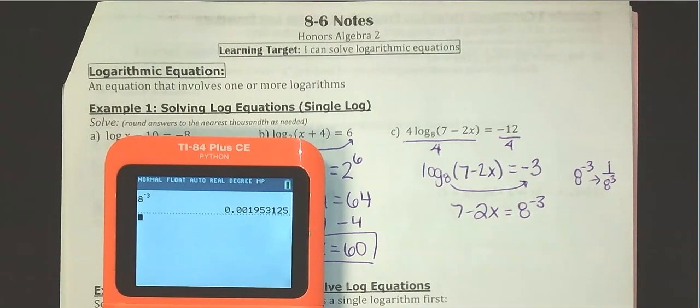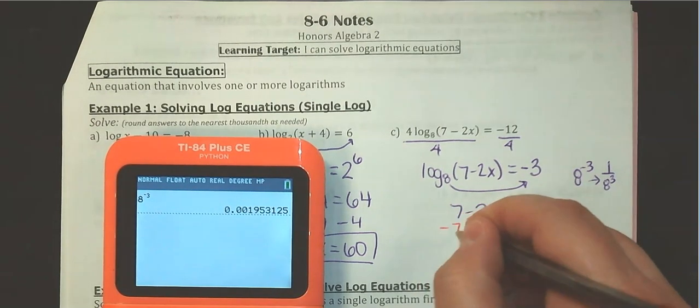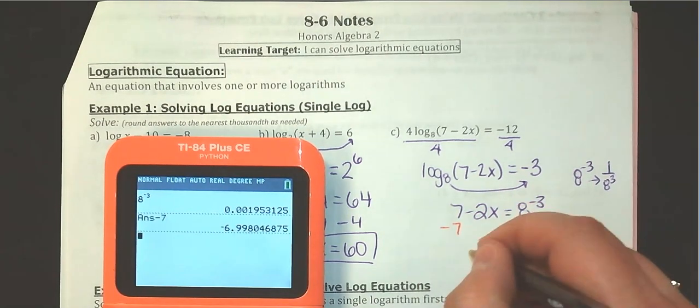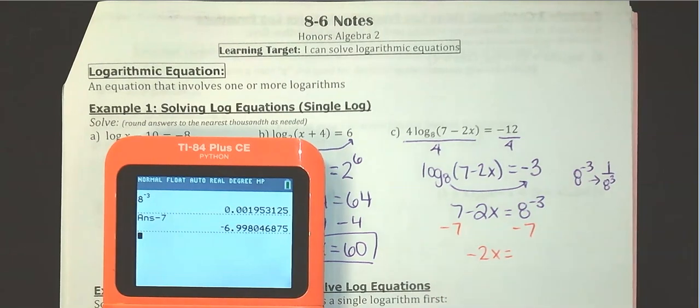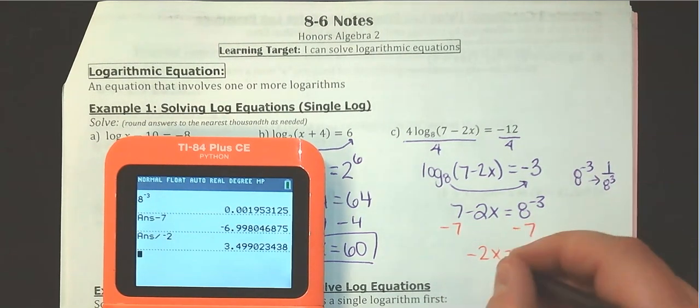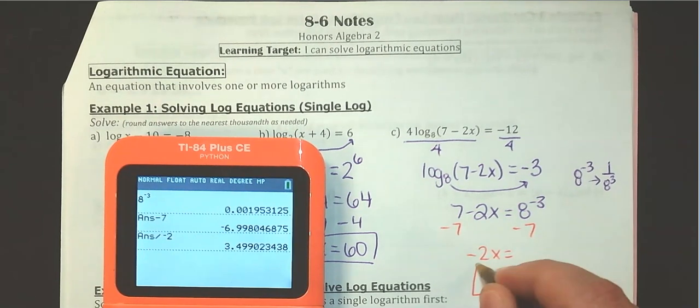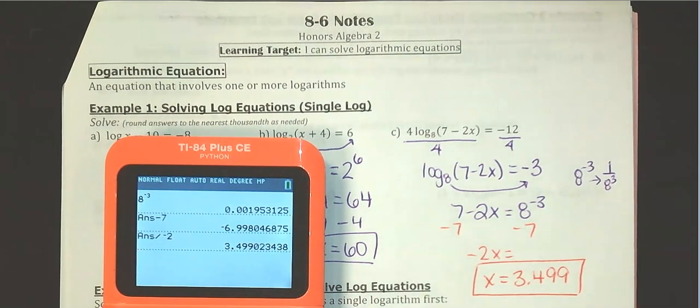What I would do from there, we want to get the x alone. So I'm going to subtract 7. I'm just going to do it right on the screen of my calculator, minus 7. And then I have negative 2x equals what I've got on that screen. So just divide that by negative 2. The negative's going to cancel out, and then if it's not a nice number, these questions are going to ask you to go 3 decimal places. So this would be about 3.499.